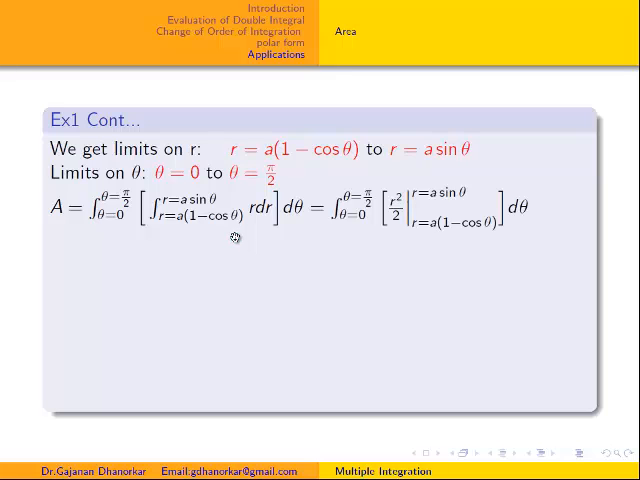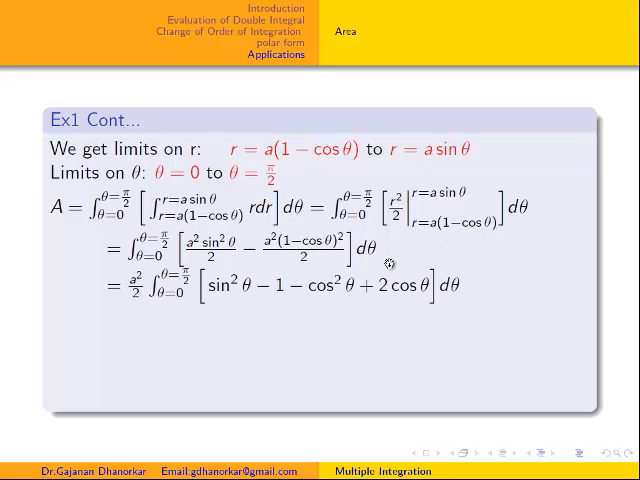The integration of r is r square by 2, between the limits r is equal to a into 1 minus cos theta and r equal to a sin theta. Putting the upper limit minus the lower limit, we get r square, therefore a square sin square theta divided by 2 minus the square of the lower limit term divided by 2. Now solving this, I am taking a square by 2 outside.